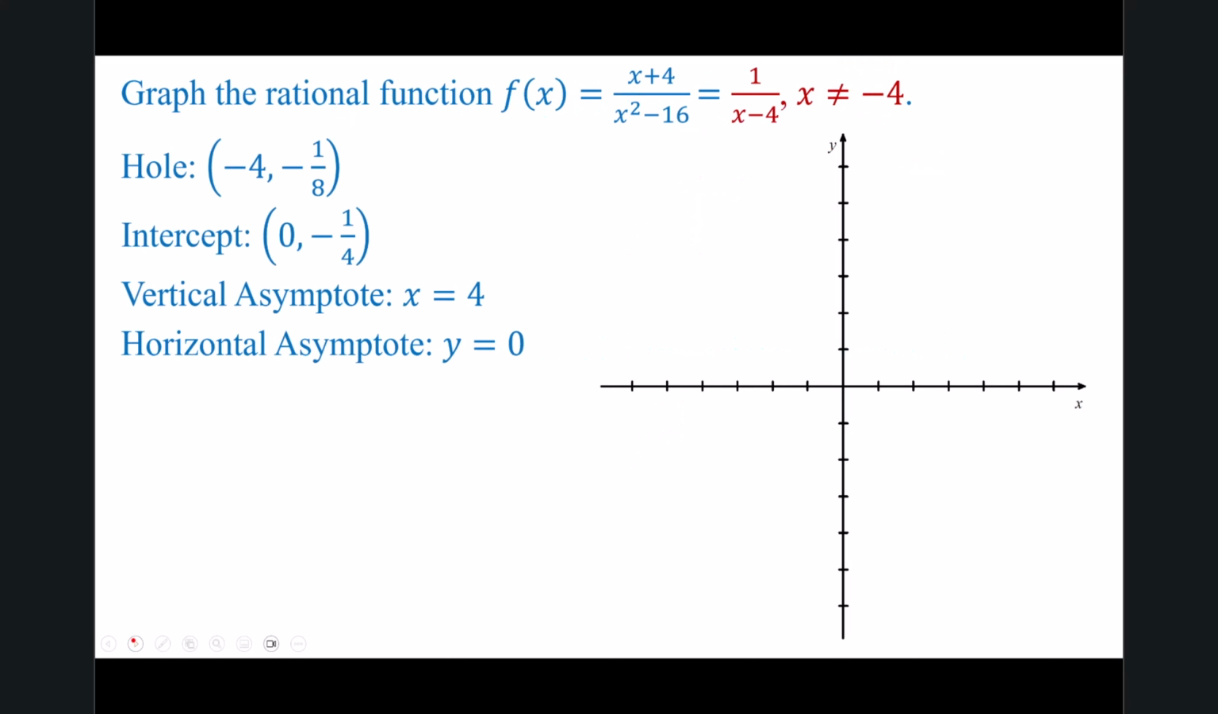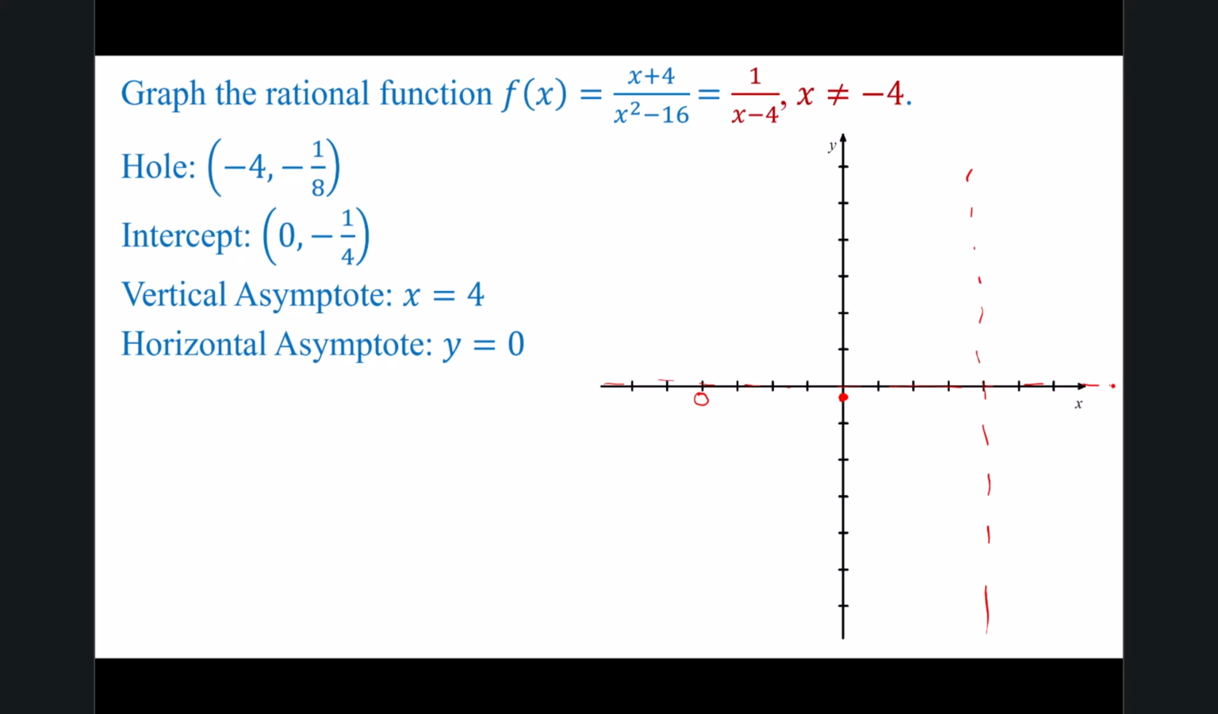Now let's graph. We have a hole at negative 4, negative 1/8. So I'm going to put an open circle there. We're going to represent the hole as an open circle. We have an intercept at 0, negative 1/4. We have a vertical asymptote at x equals 4. And a horizontal asymptote at y equals 0.